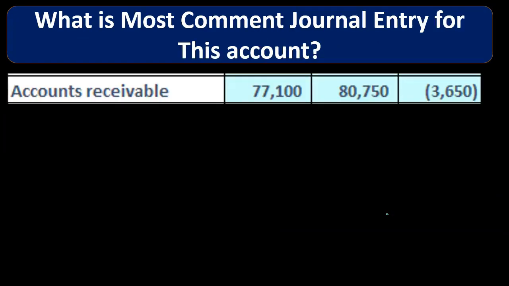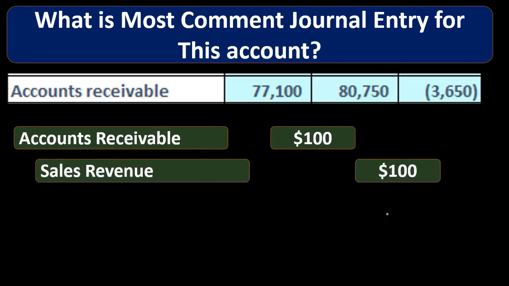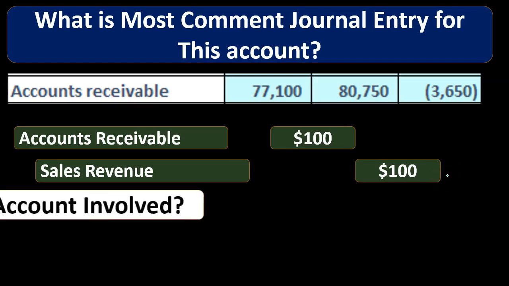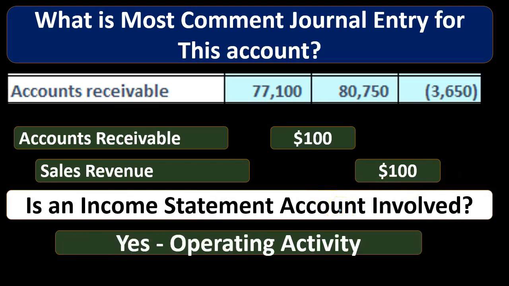If we think about that, then what's the normal journal entry related to accounts receivable? We're going to have a debit to accounts receivable and a credit to sales. That's the normal journal entry related to accounts receivable. We can see there that sales is an income statement account. So is an income statement account involved? We're going to say yes. Therefore, it's an operating activity.